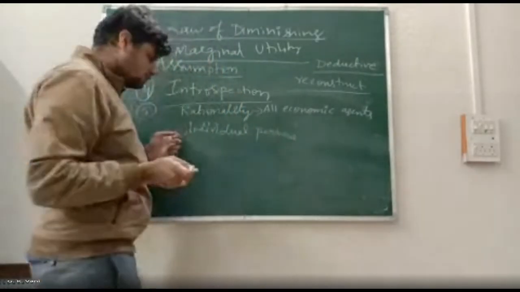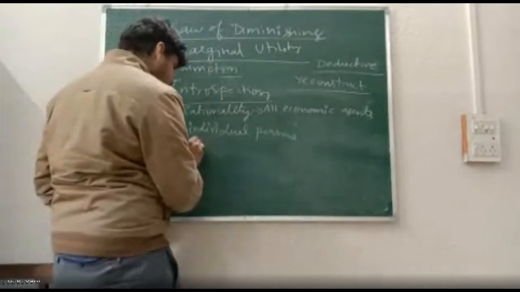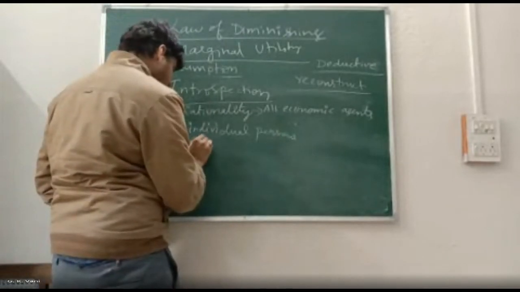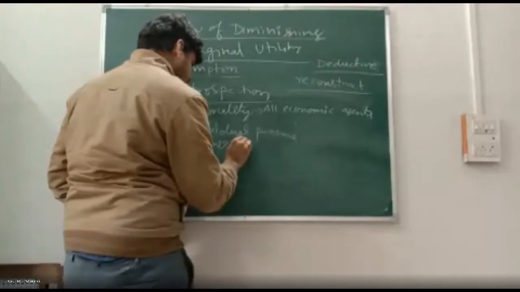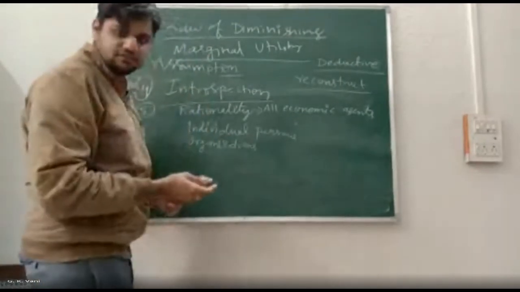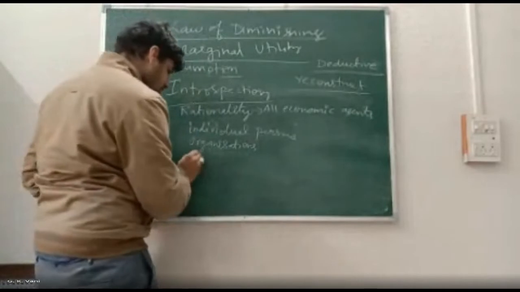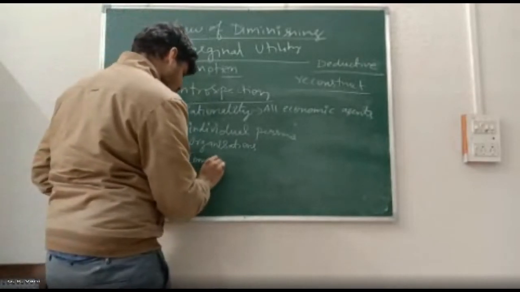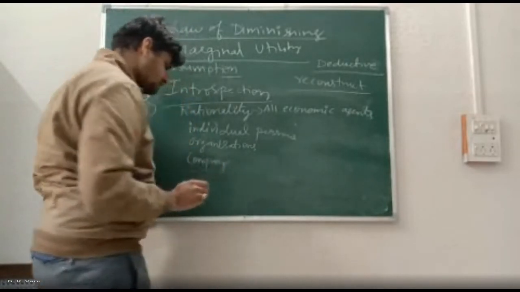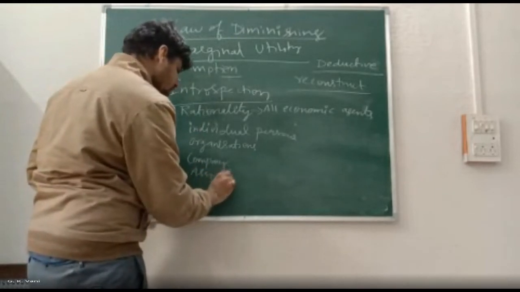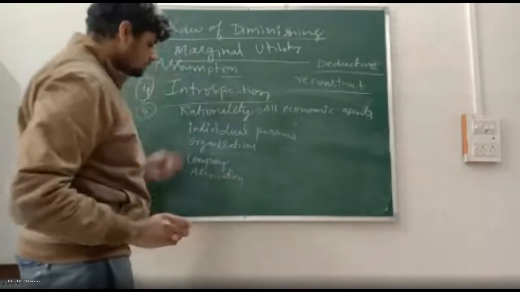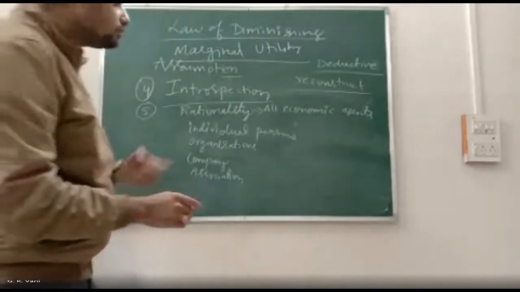I'm not just talking of individual persons. I'm also talking of organizations like our university, JNKV, some company or business organization, you can say, association. They are all economic agents. So what do they do?